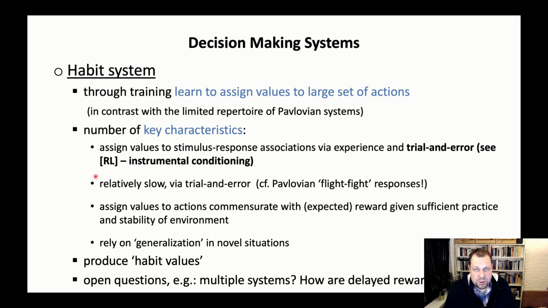So the reward prediction error is both a part of the Q-learning computational model, but also the Rescorla-Wagner model, and therefore relies somewhat on the ventral striatum and the ventral tegmental area within the brain.